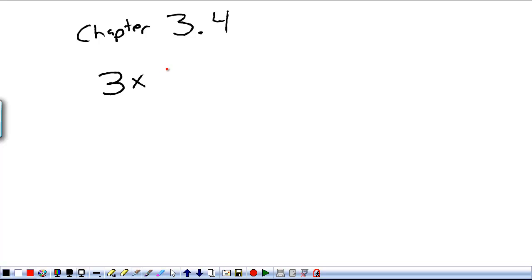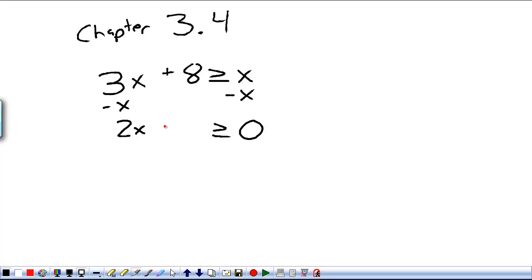If we had 3x plus 8 is greater than or equal to x, how do we go about solving this? Well, first thing we would want to do is bring all the variables to the same side. So we would subtract x from both sides. 3x minus x would give us 2x. And x minus x would give us 0. It's very important that you write that 0 there as a placeholder.